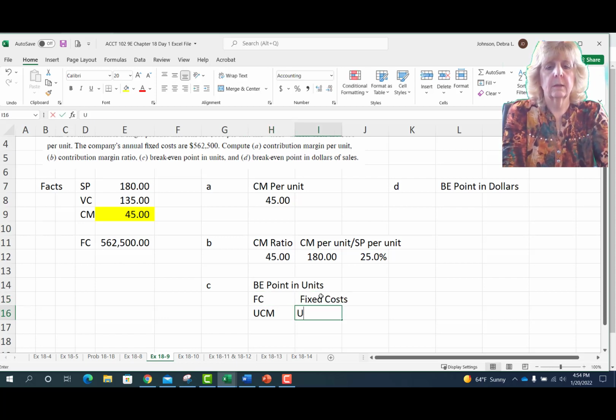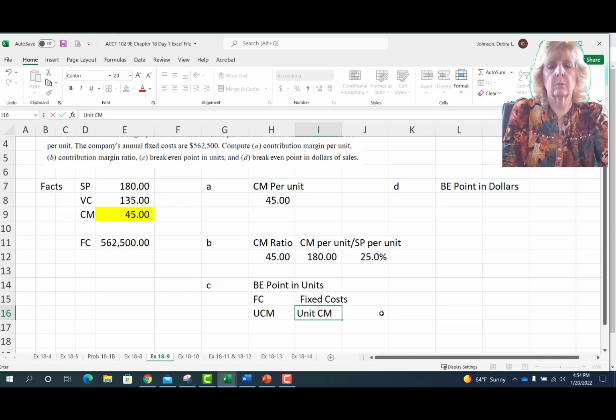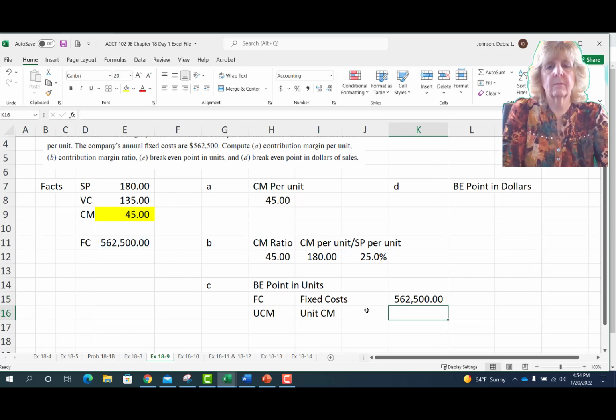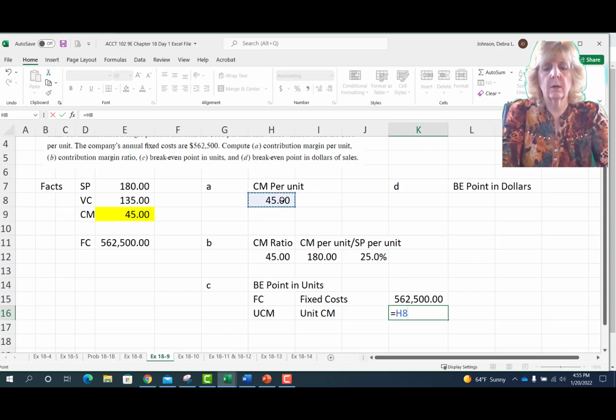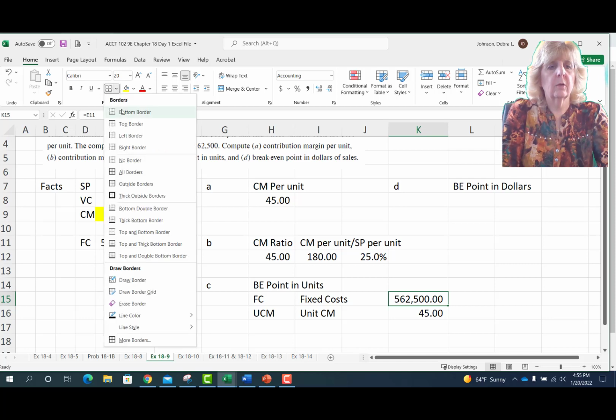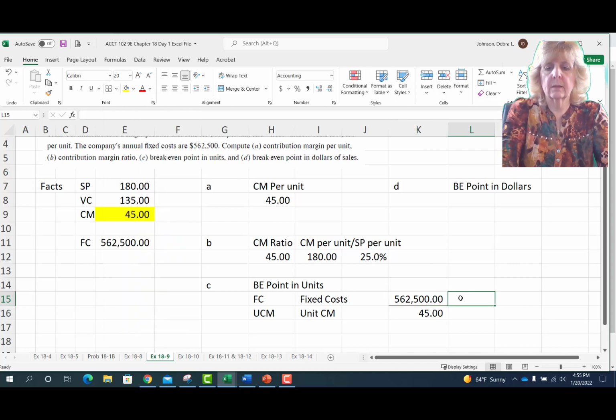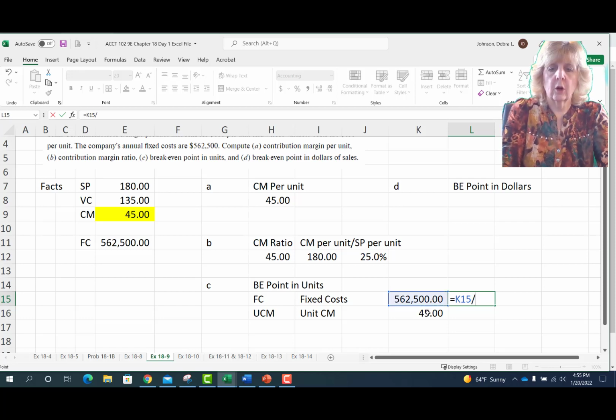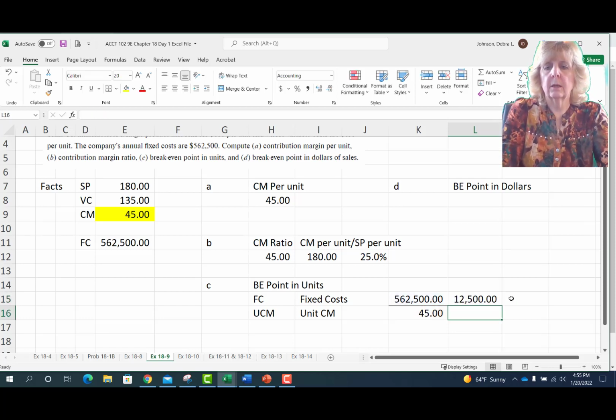Fixed cost divided by the unit contribution margin. In this case, the fixed cost was given to us at $562,500, and the contribution margin per unit was $45 from the first requirement. When we pop that into our calculators, I'll go ahead and let Excel do the calculation. This will give us our break-even point in units.